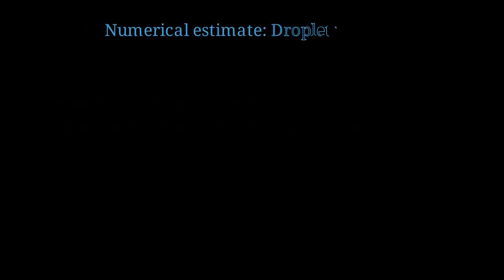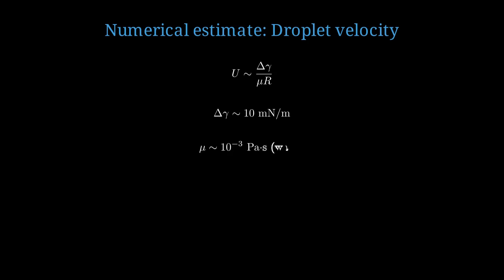Let's do a numerical estimate for the velocity of a self-propelling droplet. The droplet velocity u scales as delta gamma divided by viscosity mu times radius r. Delta gamma is the surface tension difference. For typical surfactants, the surface tension difference is about 10 millinewtons per meter. Water viscosity is about 10 to the negative 3 Pascal seconds.